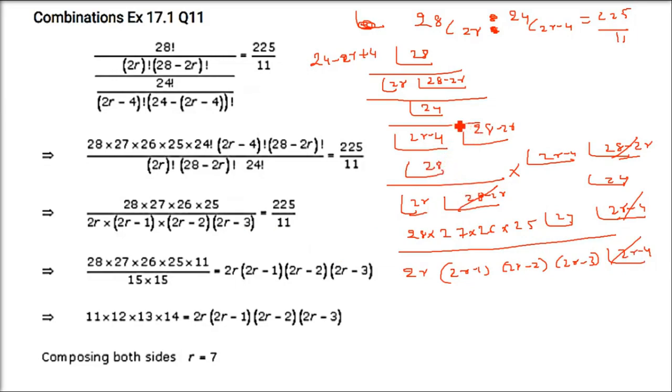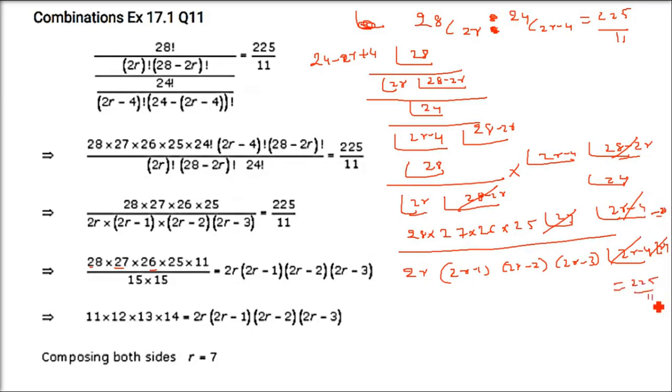We had 24 factorial already in the denominator, right? So 24 in the denominator. Let me write 24. Now cancel it. So what do you get? 28, 27, 26, 25 over 2r, 2r minus 1, 2r minus 2, 2r minus 3 will be equal to 225 by 11. So this all is going to be equal to 225 by 11.